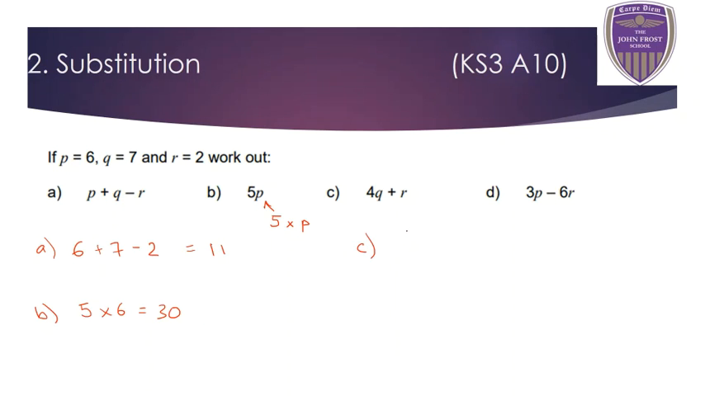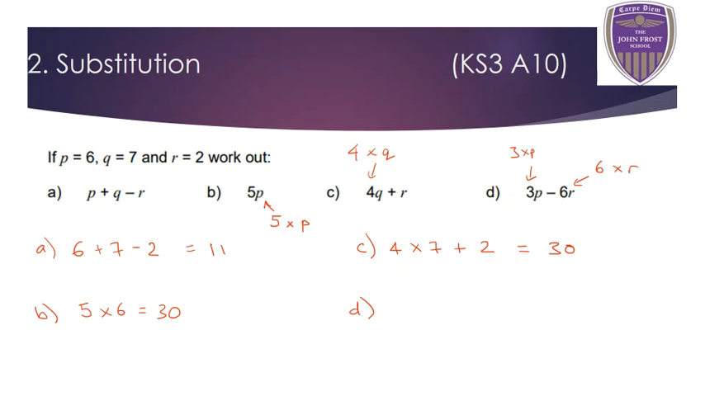For question C then, we have 4q, similar to how we just did 5p. 4q means 4 multiplied by q. We know that q is 7, so this becomes 4 times 7, and then plus r, which is 2. 4 7s are 28, plus 2 is 30. And then for question D, it's 3p minus 6r. So 3p means 3 times p, and 6r means 6 times r.